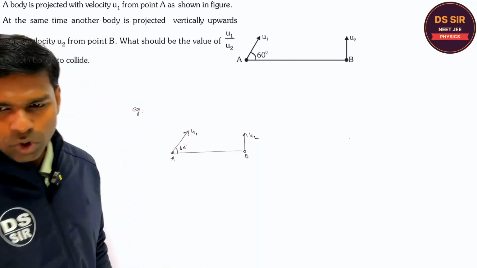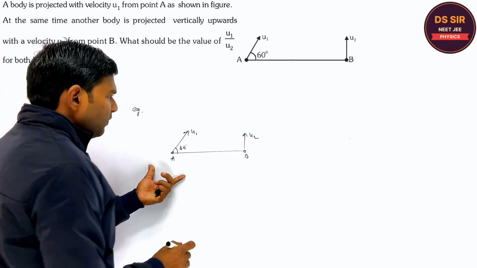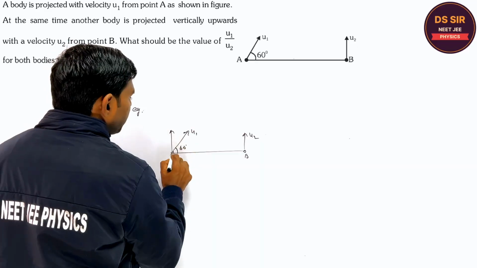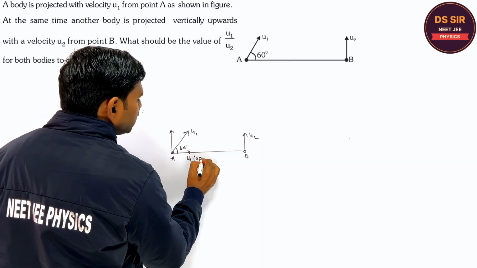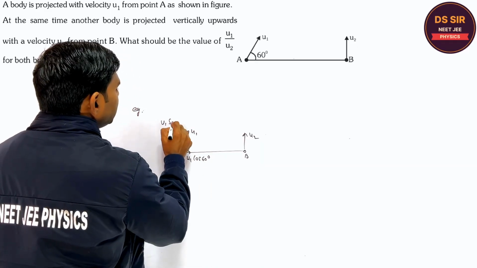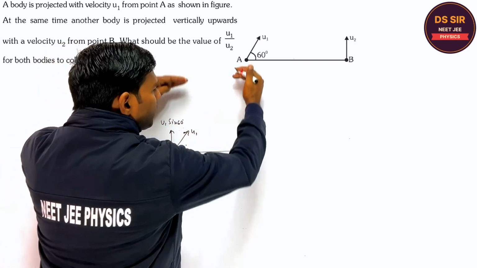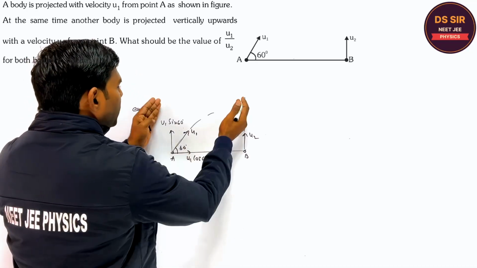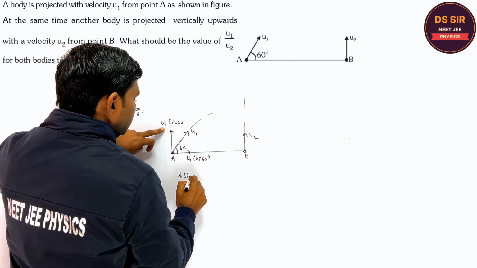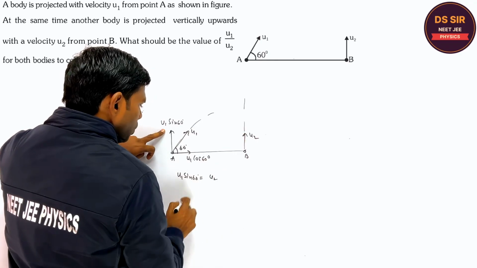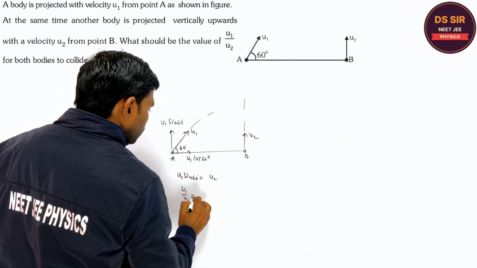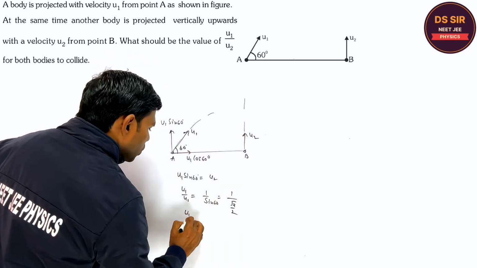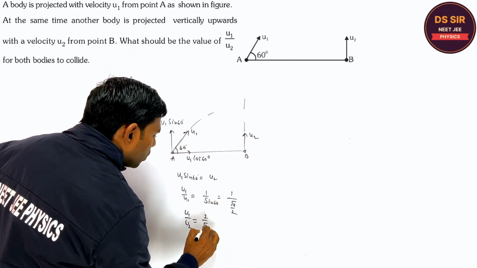This question can be solved by two ways, right? One way, the condition for collision is that their perpendicular velocity, suppose this is U1 cos 60, this is U1 sin 60. What is the condition? It will move like this, it will move like this. Condition is that their perpendicular component u1 sin 60 must be equal to u2. So u1 upon u2 is equal to 1 upon sin 60. The value of sin 60 is root 3 by 2. So u1 upon u2 must be equal to 2 upon root 3.